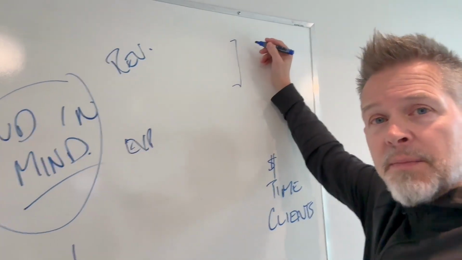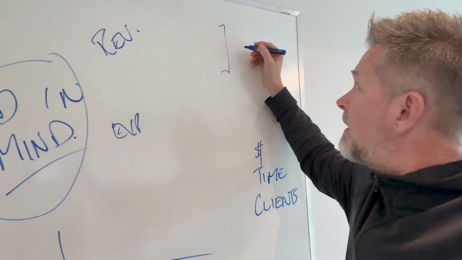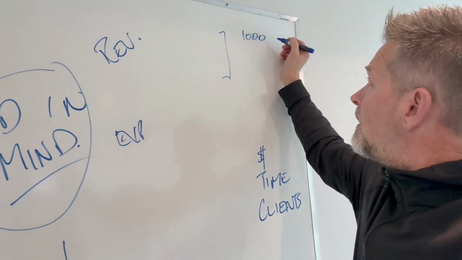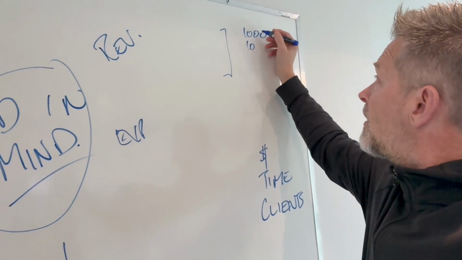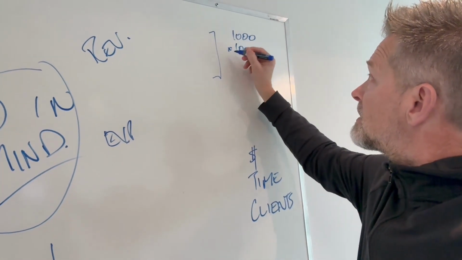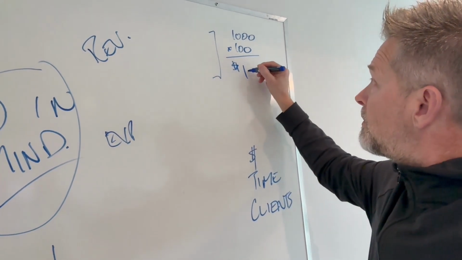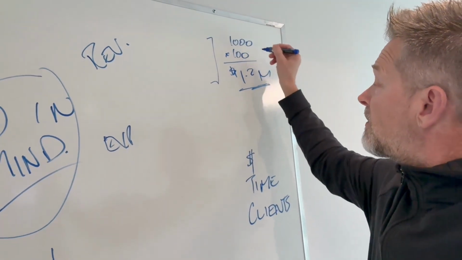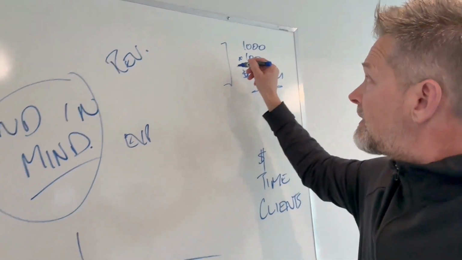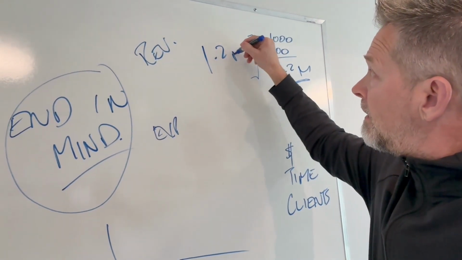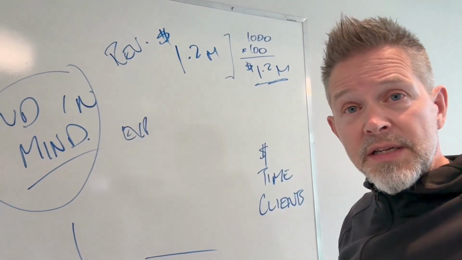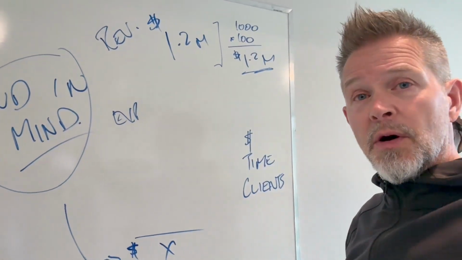Go back up to here and then say, okay, well then how many clients do I want? And say, I want 100 clients paying me $1,000 a month. That's going to give me a $1.2 million revenue model. So I've got 100 clients at $1,000 a month. That's my 1.2 million, or whatever your number is, and then figure out your costing model after that.